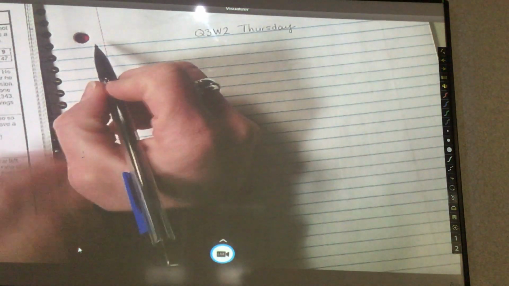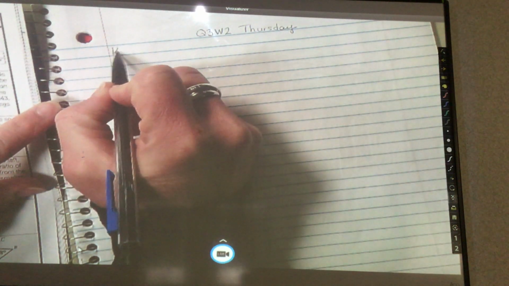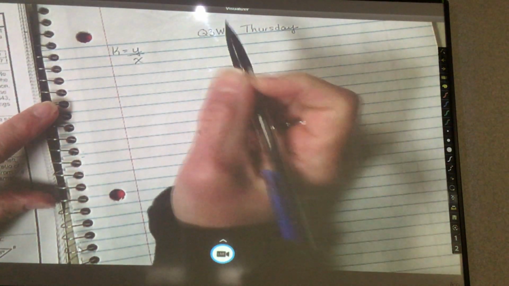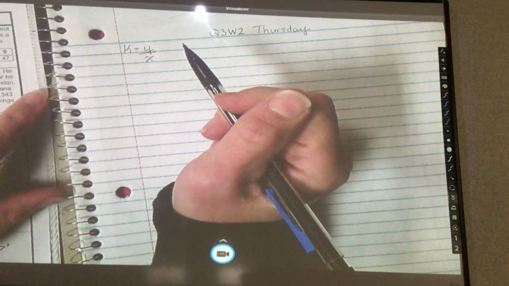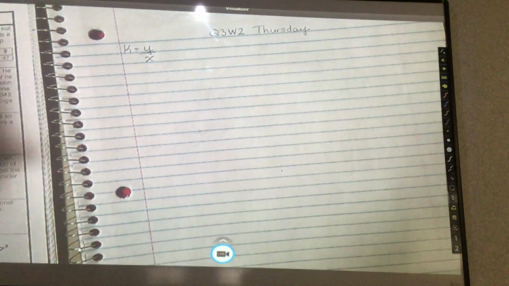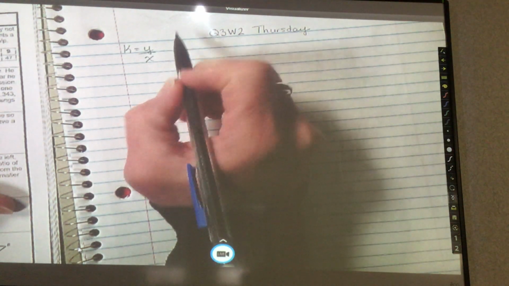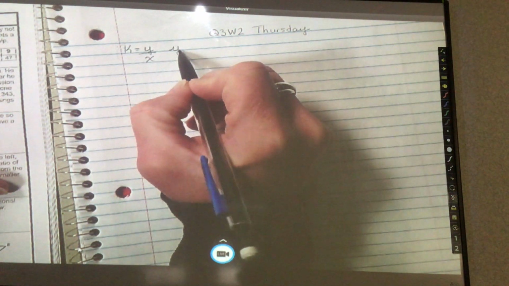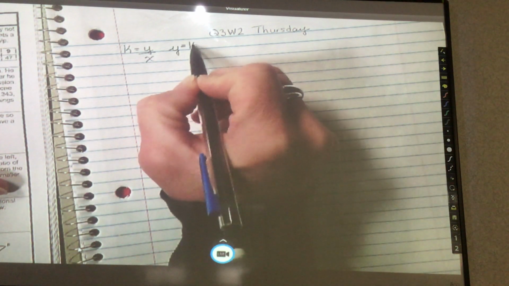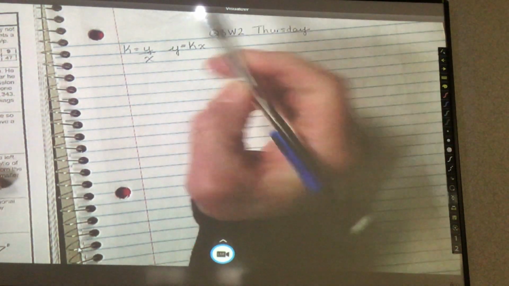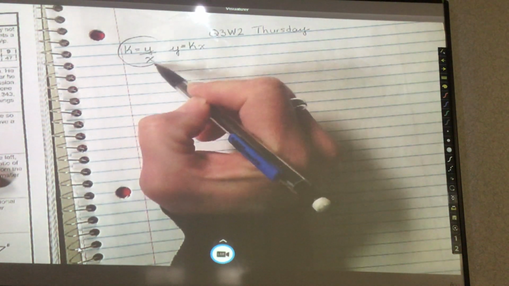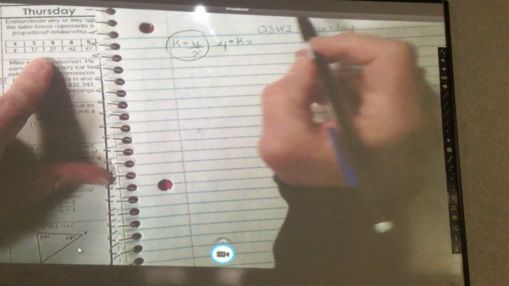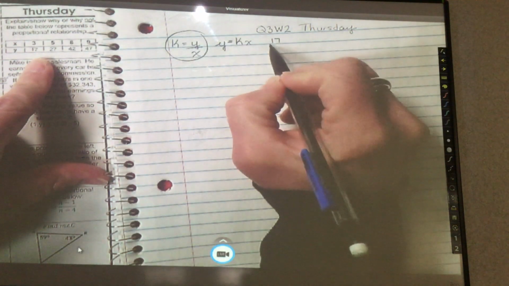All right, so you needed to write K equals Y over X. What does K stand for? Constant. And I know this is not part of it, but I want you to get used to writing the linear equation, Y equals K times X. We're really only going to use this in order to solve the problem. So Y over X would be 17 over 3.